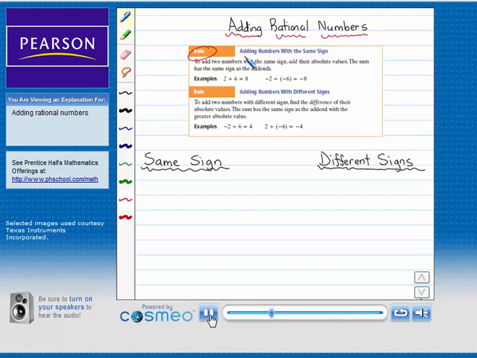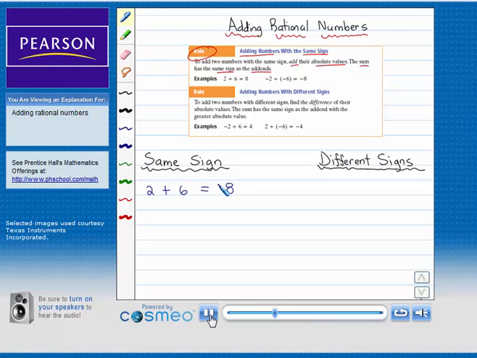Now the rule for adding numbers with the same sign states: to add two numbers with the same sign, we add their absolute values. The sum has the same sign as the addends. So if I'm adding 2 plus 6, I'm going to add together their absolute values. The absolute value of 2 is 2, and the absolute value of 6 is 6. I add them together. 2 plus 6 gives me 8.